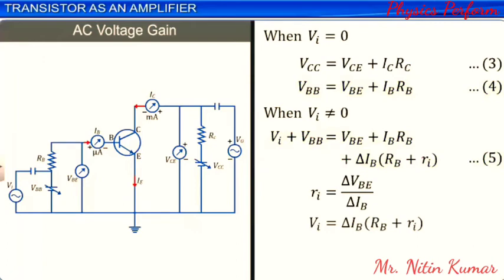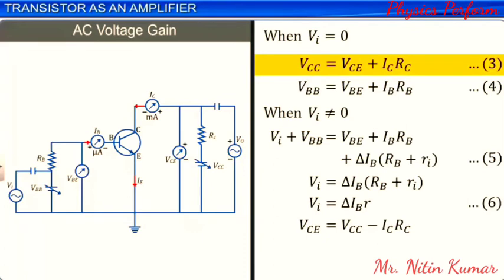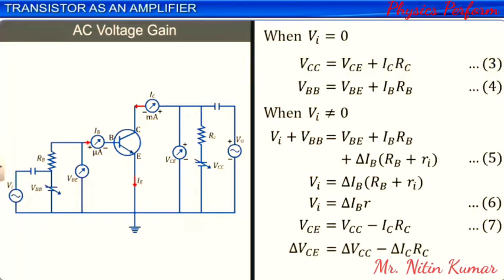On rearranging equation 3 for the output circuit, we get VCE is equal to VCC minus IC into RC. Let this be equation 7. Thus, a small change in VCE, delta VCE is equal to delta VCC minus delta IC into RC. Let this be equation 8. Since VCC is fixed, delta VCC is equal to 0. Thus, a small change in VCE is given as minus delta IC into RC.